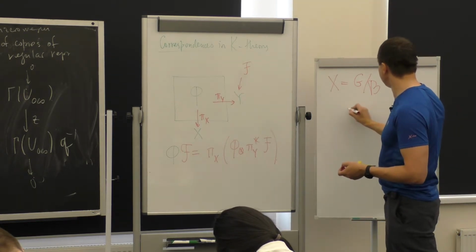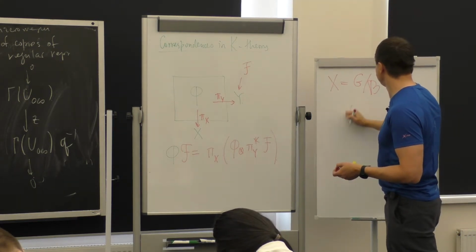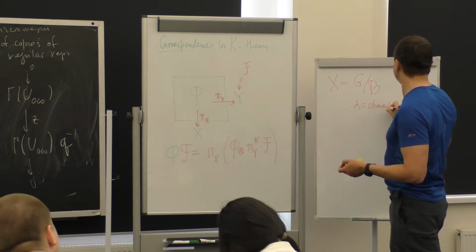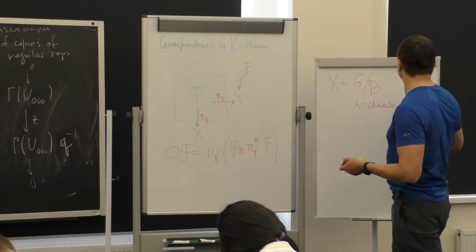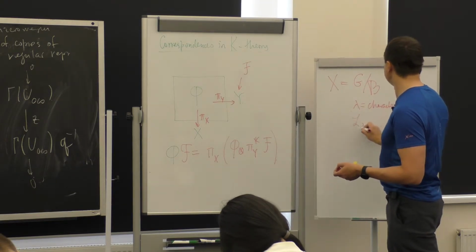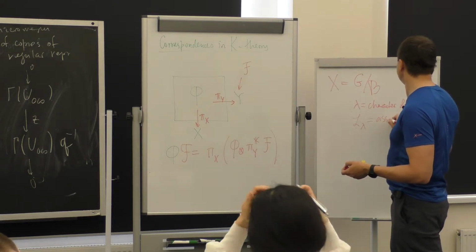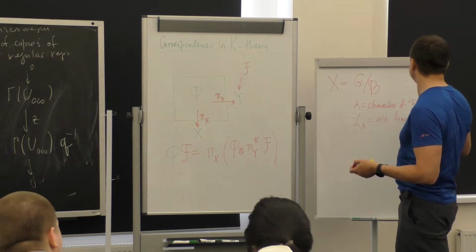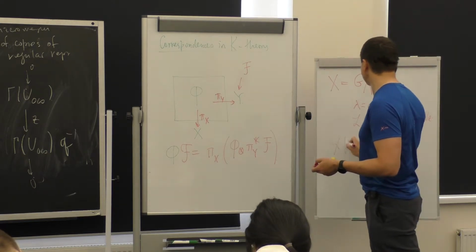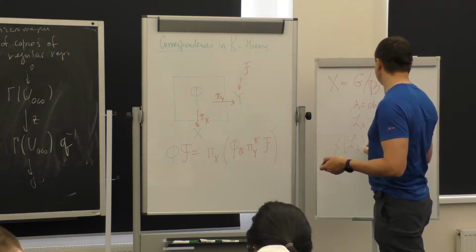So maybe lambda is a character of B, and then there's an associated line bundle. And then you compute the Euler characteristic of this. This is the Weyl character.